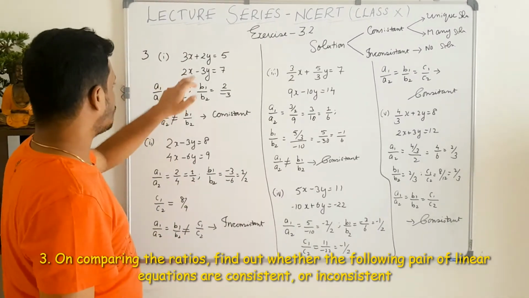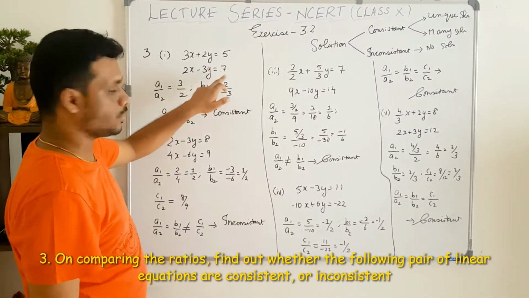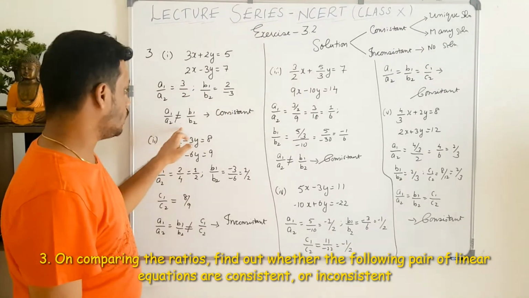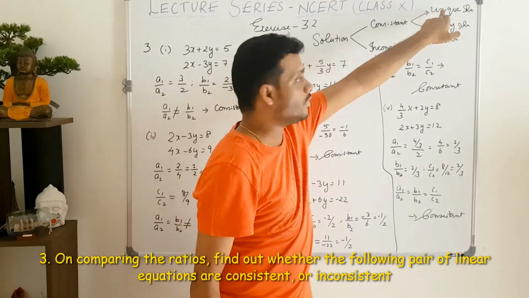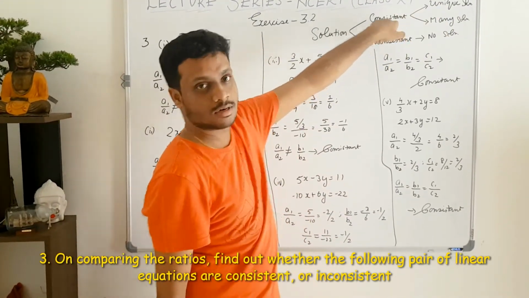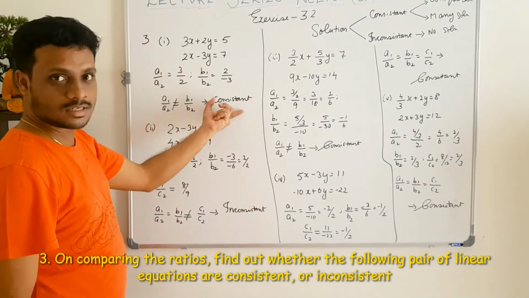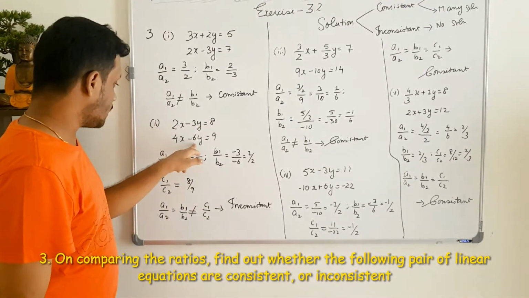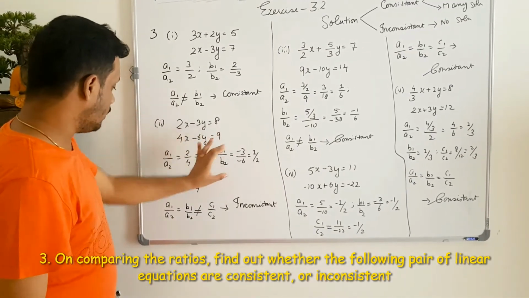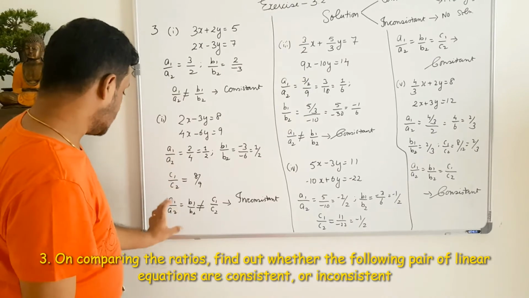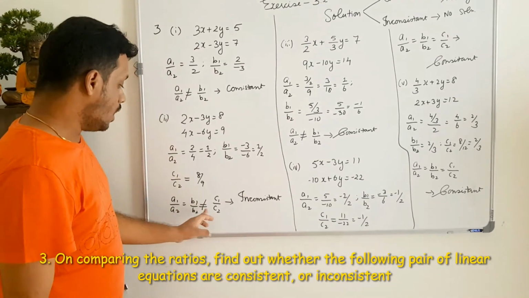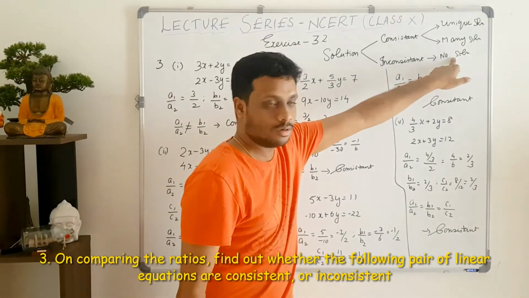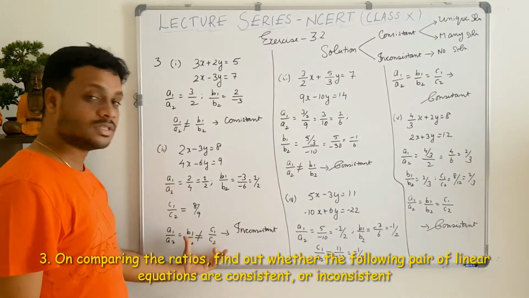So first let's take the first one, 3x + 2y = 5, 2x - 3y = 7. When I find a1 by a2 and b1 by b2, they are not equal to each other. When they are not equal, we know it is a unique solution. When you have a unique solution, it means the system is consistent. Therefore, the first set of equations is consistent. Next, we go to the second one, which is 2x - 3y = 8, 4x - 6y = 9. I am trying to find a1 by a2, b1 by b2, c1 by c2. I see that a1 by a2 is equal to b1 by b2 and it's not equal to c1 by c2. So when this condition is true, it means no solution. No solution is inconsistent. Therefore, this system is inconsistent.